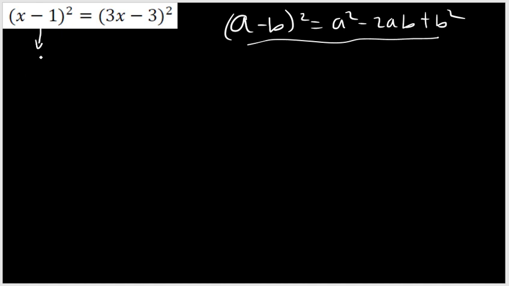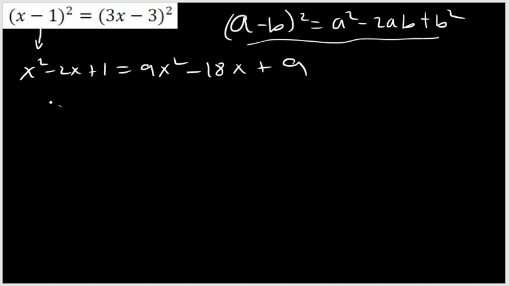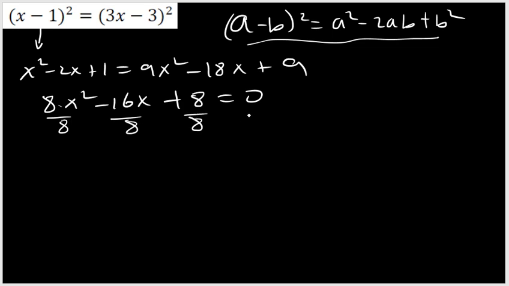So x minus 1 squared, according to the formula, will be x squared minus 2x plus 1, and the second part also 9x squared minus 18x plus 9. So when you reshuffle and collect, 8x squared minus 16x plus 8 is equal to 0. Then we can simplify this quadratic by dividing each term by 8, because as you see the coefficients are all multiples of 8. So x squared minus 2x plus 1 is equal to 0.